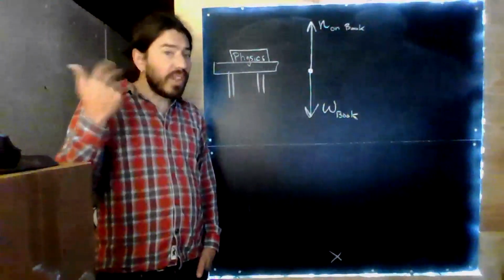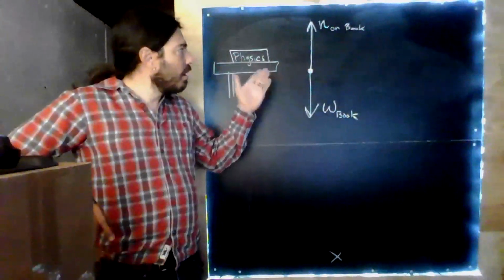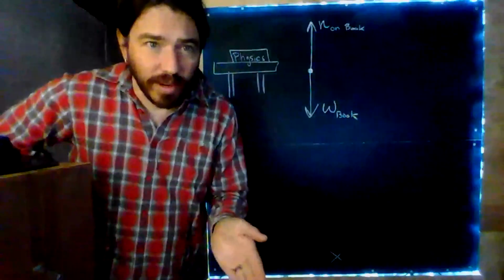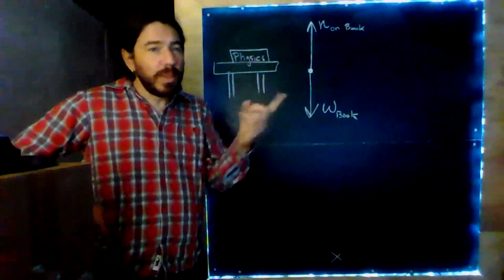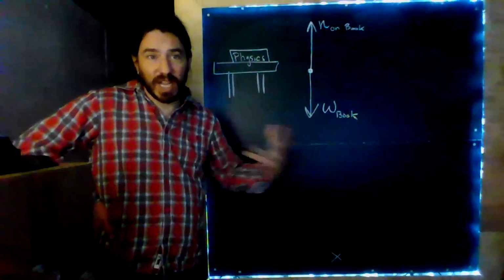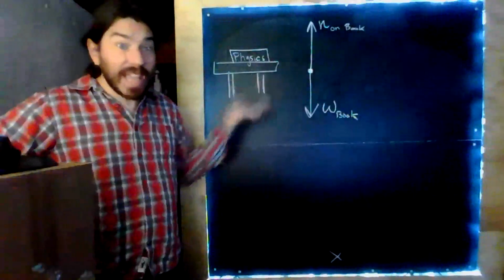Why not? Well, first of all, they're on the same object, right? And so this says, the weight of the book and the normal force of the book, those are both on the book, right? Those are both forces on the book. But Newton's third law, it always refers to forces between two different objects. It's always an interaction, right? And so that can't be it, right?